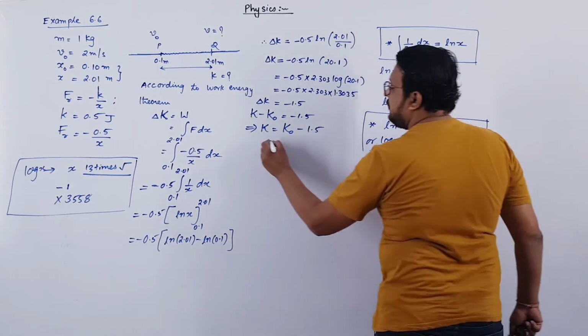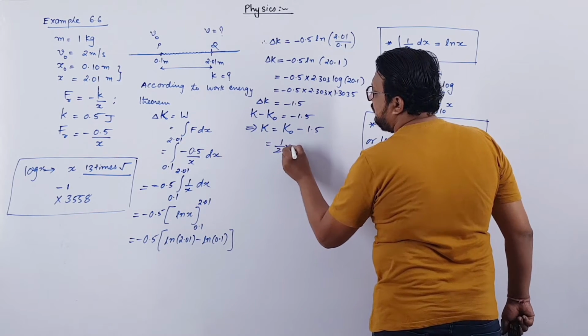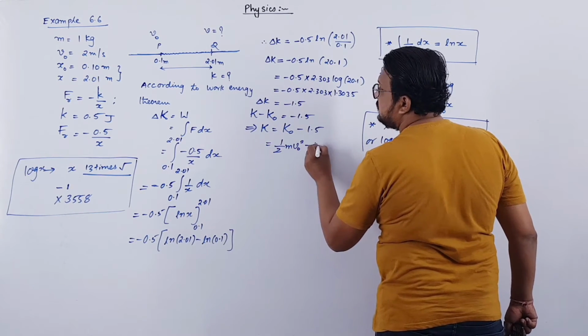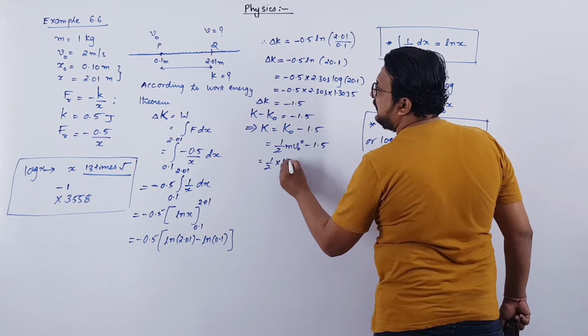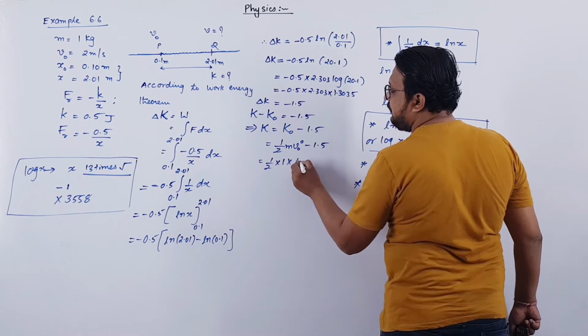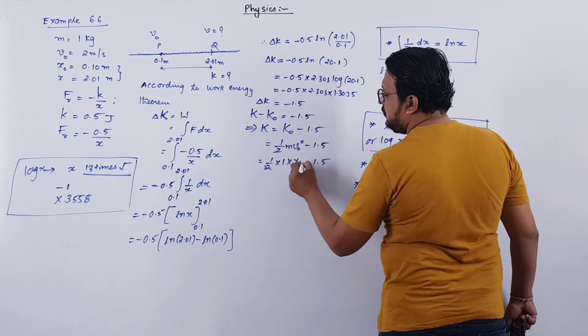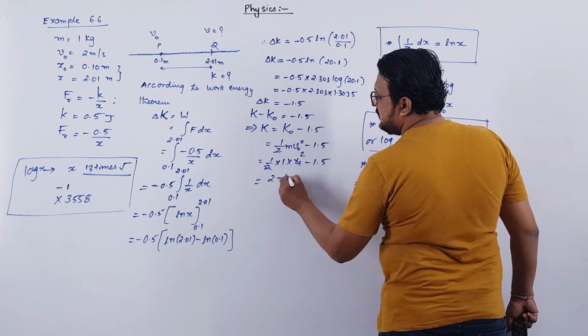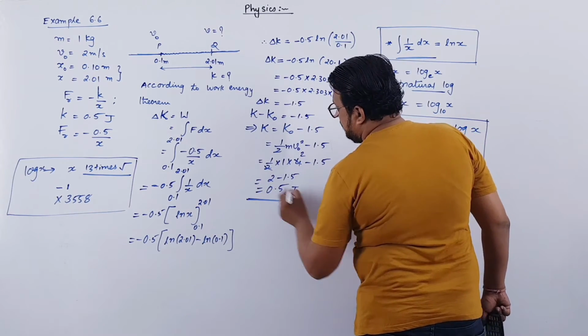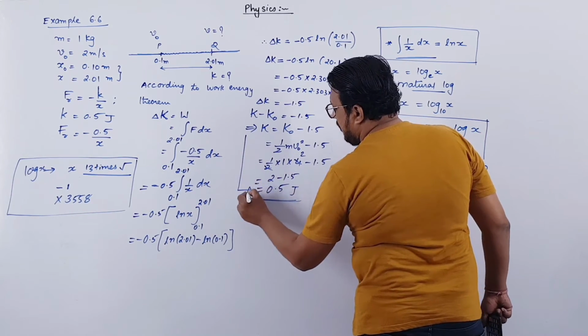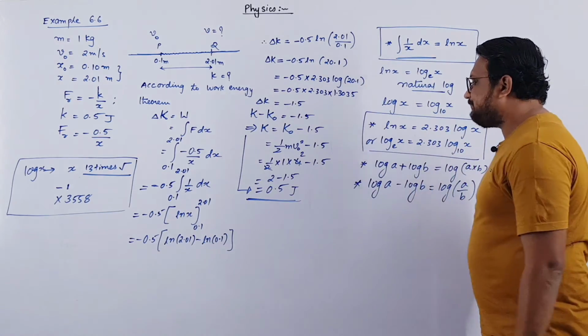So this is equal to half m v naught square minus 1.5. So this is half into m, which is 1, into v naught, which is 2. 2 square will be 4, minus 1.5. Half of 4 is 2, so 2 minus 1.5 is 0.5 joule. So the final kinetic energy of the block will be 0.5 joule.